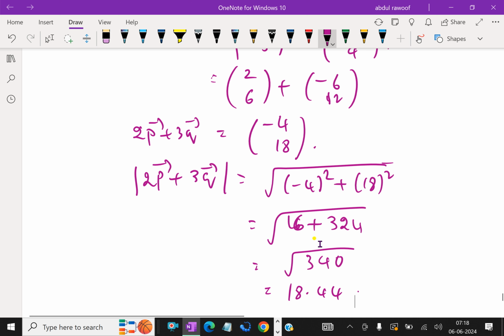So far we discussed algebraic operations on vectors, that means scalar multiplication of vectors as well as the length of a given vector by using modulus and square roots.